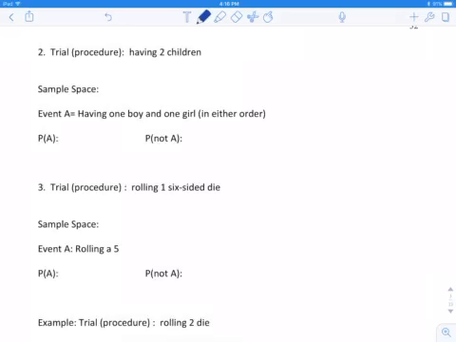Okay, we're going to get more practice finding the sample spaces and simple probabilities and their complements with some procedures. So our next trial is having 2 children. So here we're going to talk about the gender of those children. So we can have boys or girls. And we're assuming that it's equally likely for someone to have a boy or a girl.